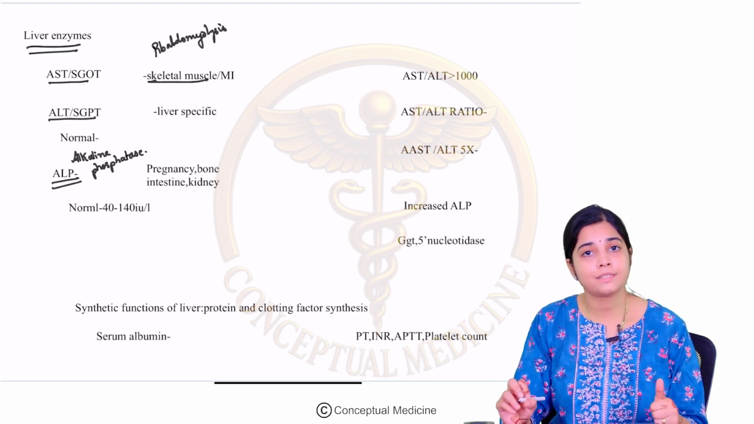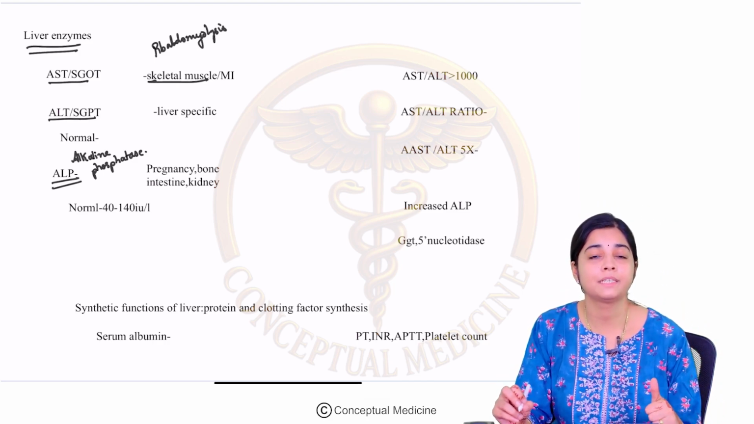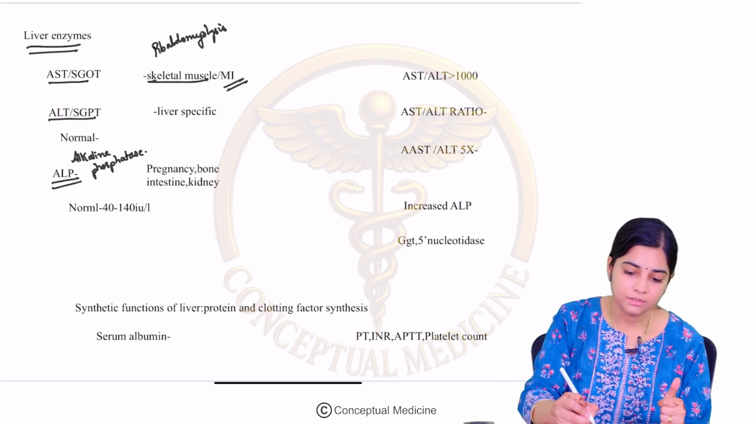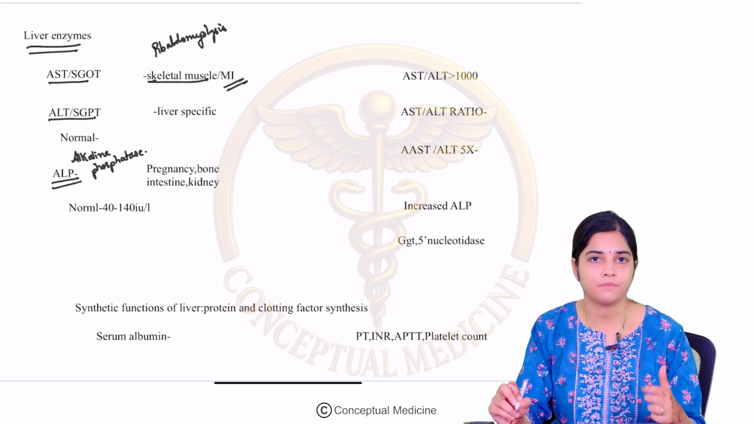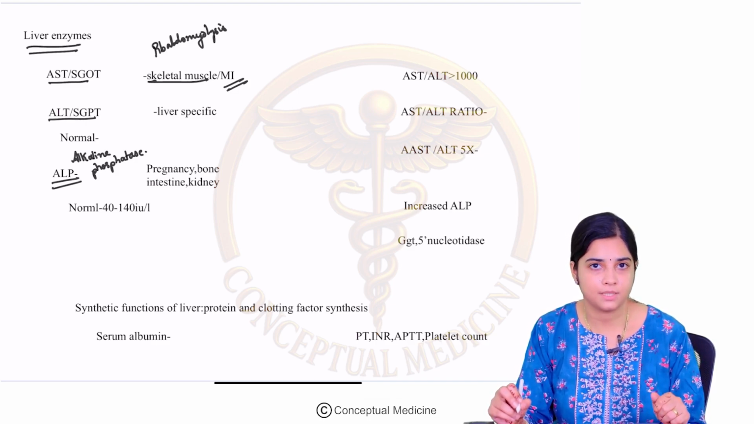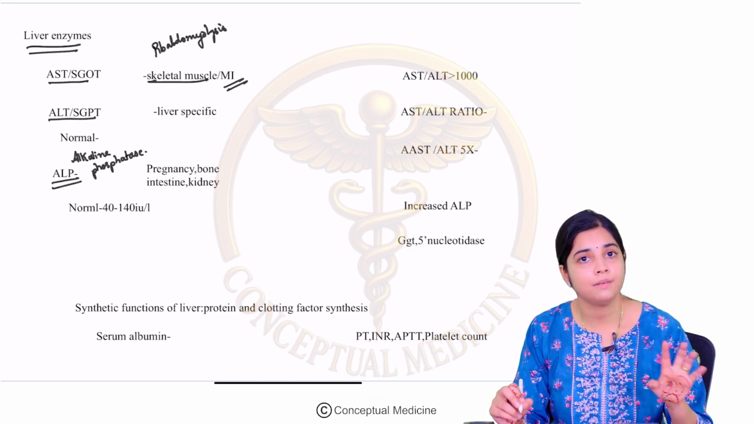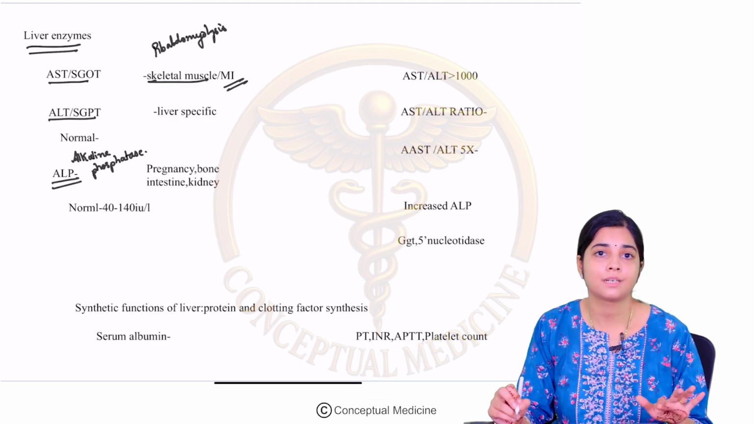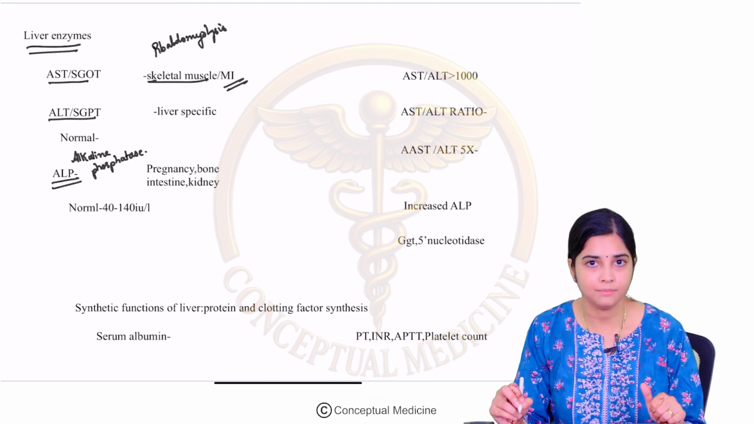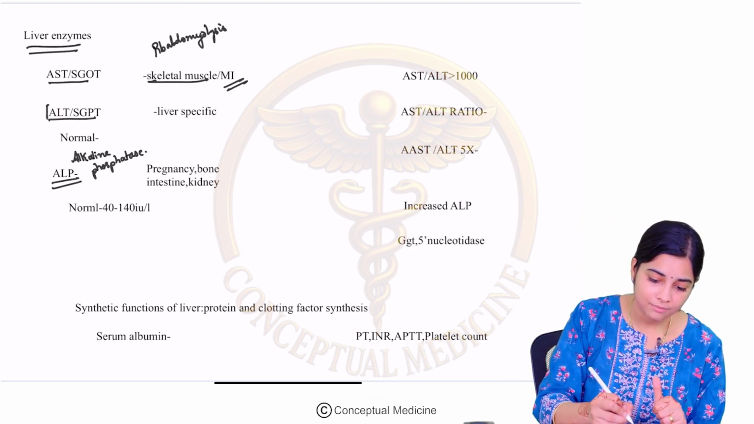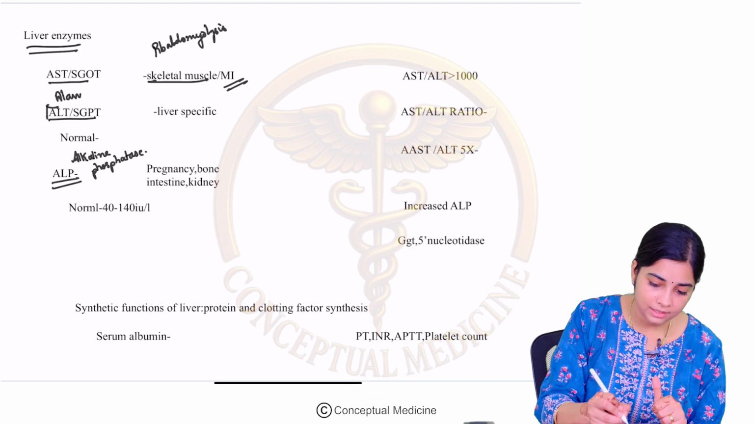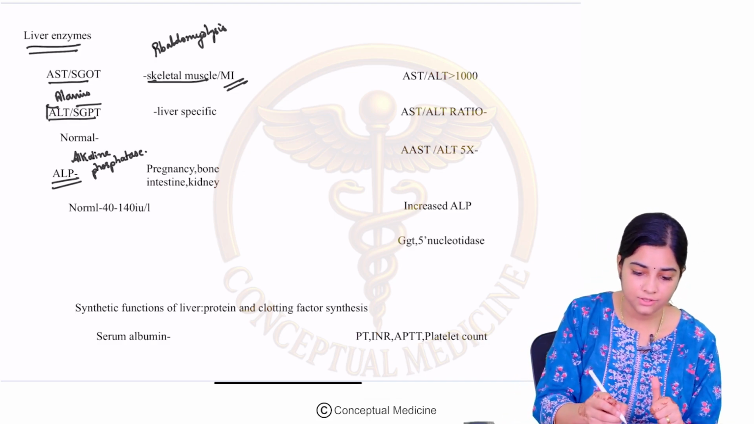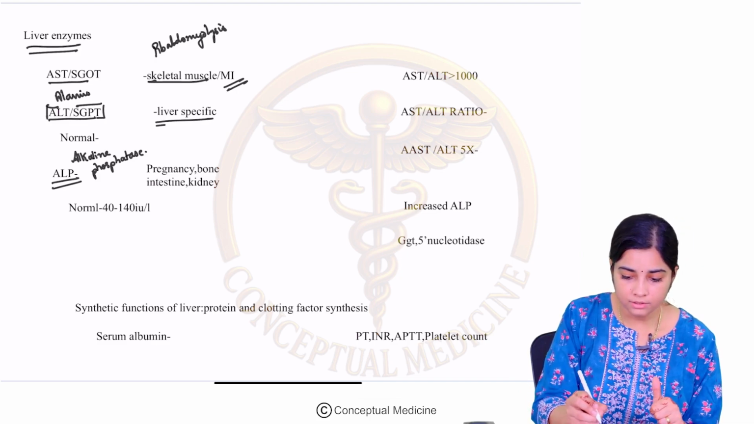Then, AST can also be elevated in conditions where there is cardiac muscle involvement, similar to myocardial infarction, where there is damage to your cardiac muscle. So, AST is an enzyme which is produced from the liver, but AST can also be elevated in rhabdomyolysis and in MI. Okay. The other enzyme, which is your alanine transferase, ALT or SGPT, is more liver specific.